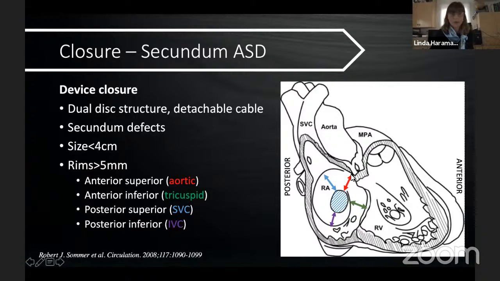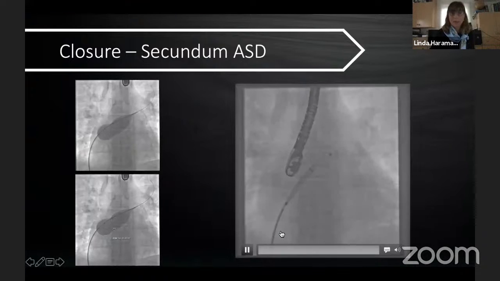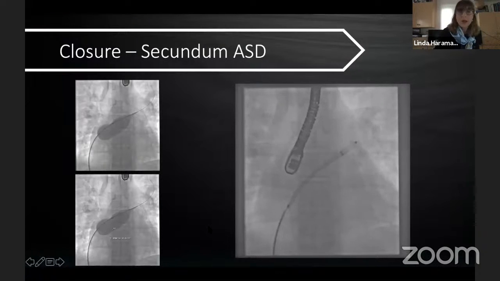We also look at the rims, the retroaortic or anterior superior rim. The anterior inferior rim is the relationship between the defect and the tricuspid valve. The posterior, superior, and inferior rims are the relationship of the defect to the SVC and IVC, respectively. So this is an example of a secundum ASD closed by a device.